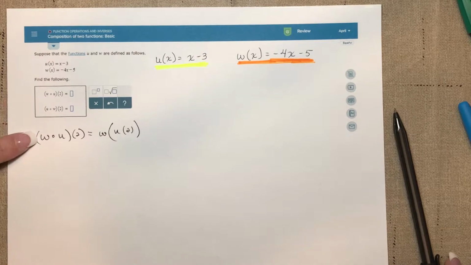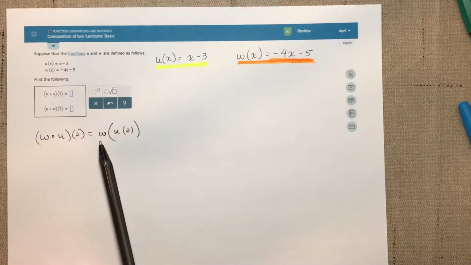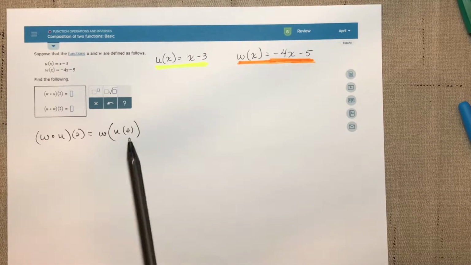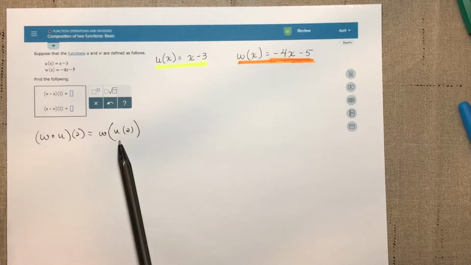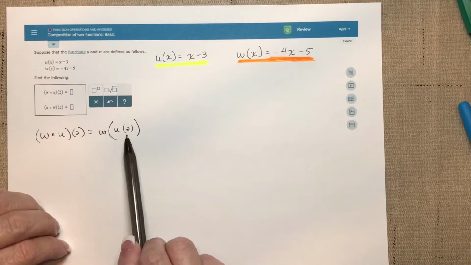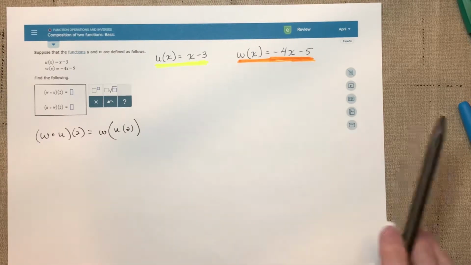Now, when they write w with a little circle and then a u of 2, that's the same as saying w parentheses u parentheses 2. It's just two different notations. I like this notation better, so if you don't mind, I'm going to use it. And you start in the big parentheses first and calculate u of 2.